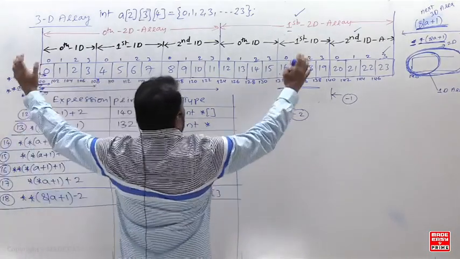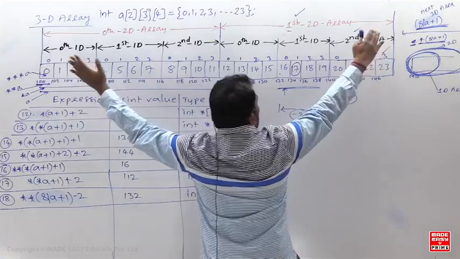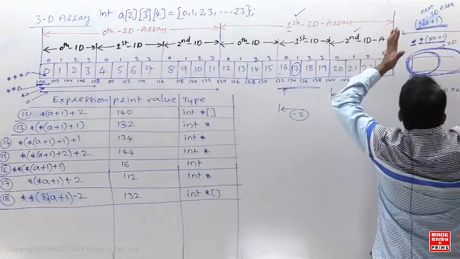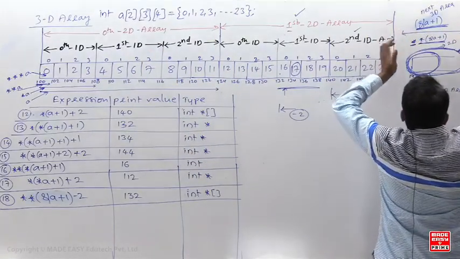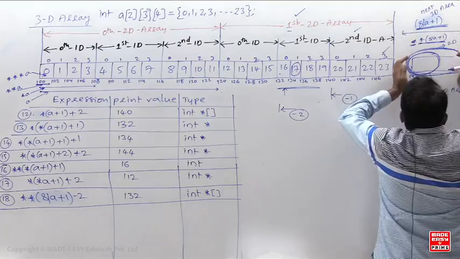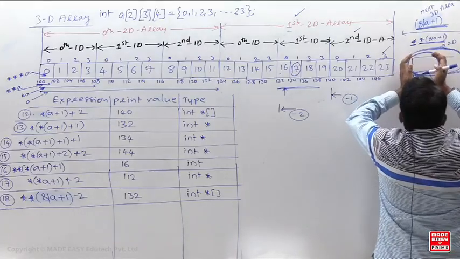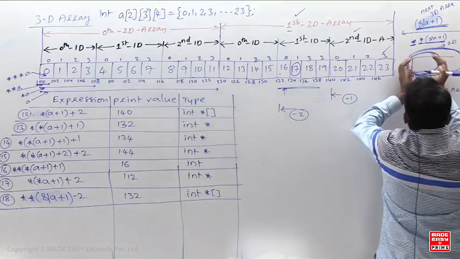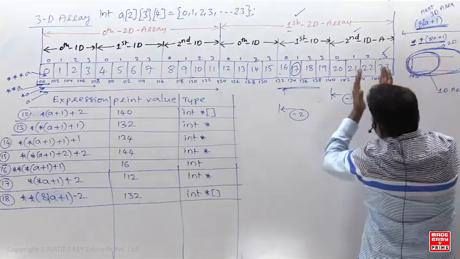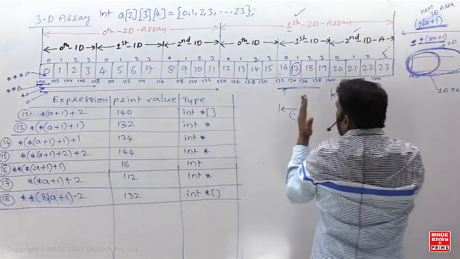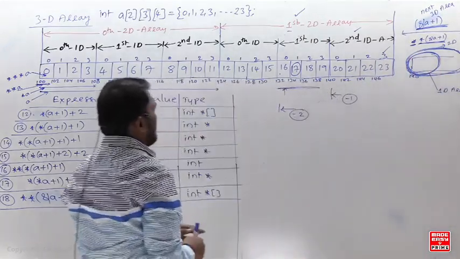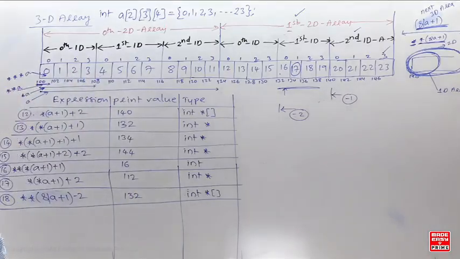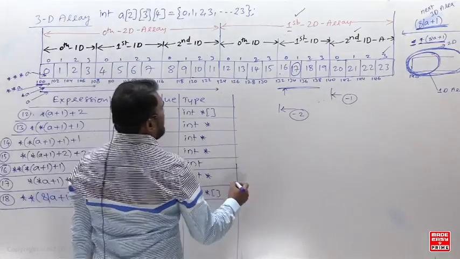Okay. Ampersand a, entire 3D array. Ampersand a plus 1, next 3D array. If I apply star, 2D array. If I apply one more star, 1D array. It is pointing to 1D array here. If I say minus 1, it will come here. If I say minus 2, it will come here. 132. Now tell me, what is the meaning?